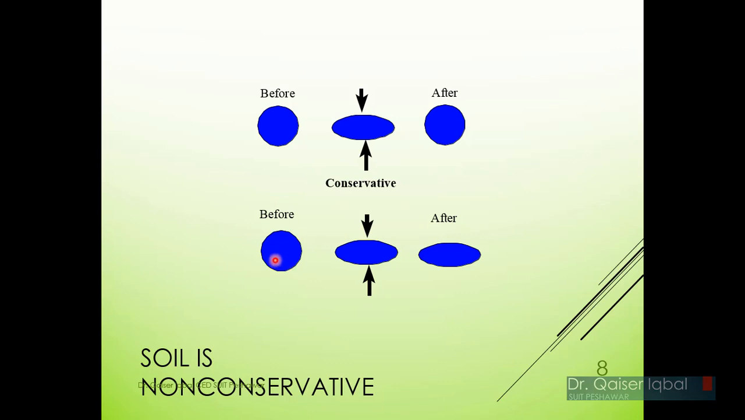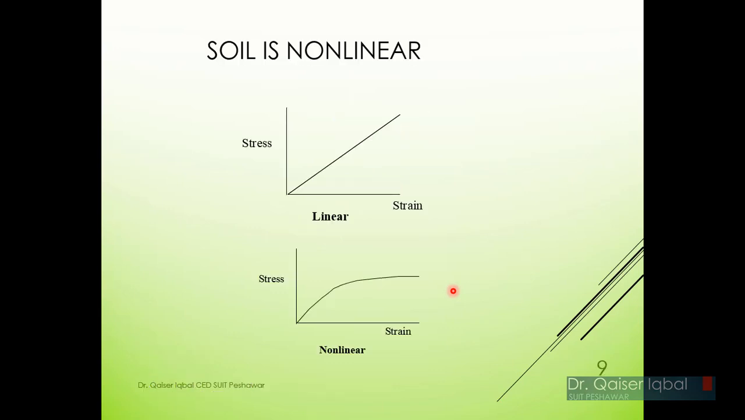But in case of soil, when you apply load on it, for example, if this ball is a soil particle and you apply load on it in this direction, and then you remove the load, it will not come back like in this case. So it's a non-conservative material, it can permanently deform like other materials, so that's why it's different. And the same behavior is once again being discussed over here.